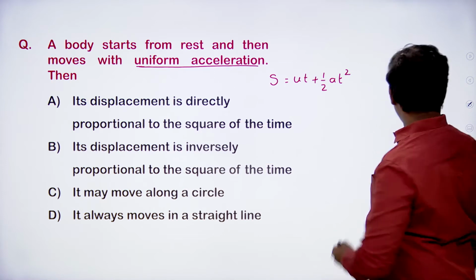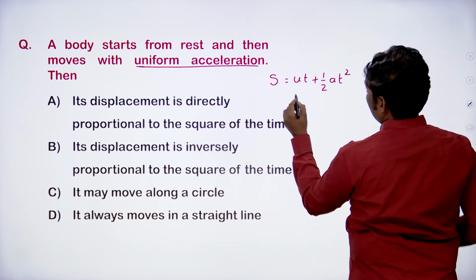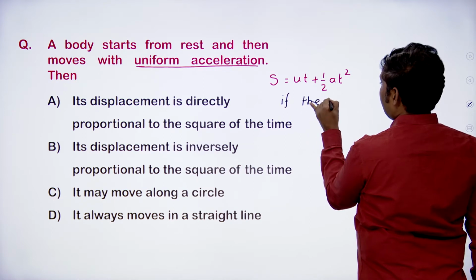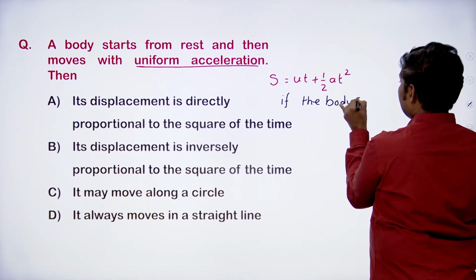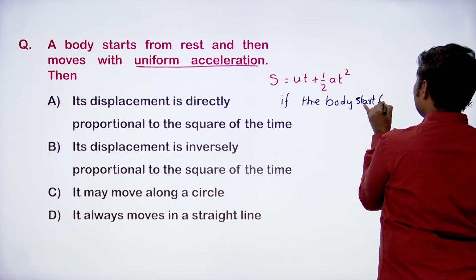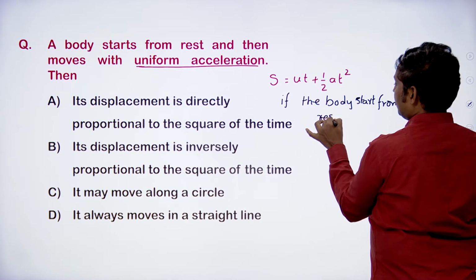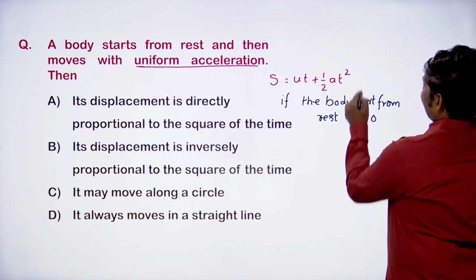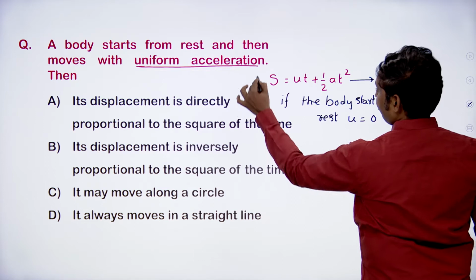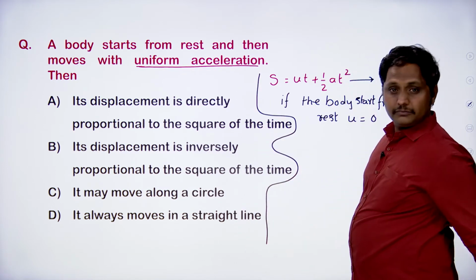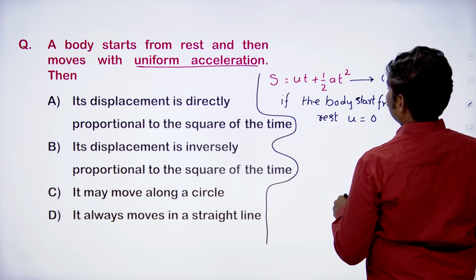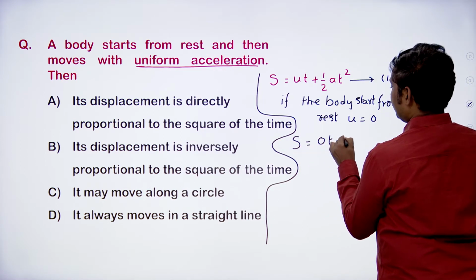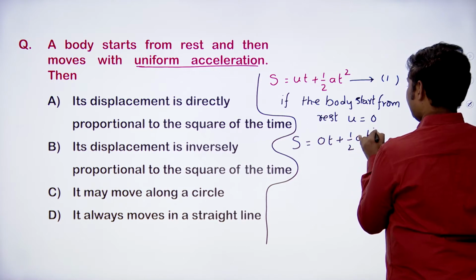If your body starts from rest, then its initial velocity is going to be 0. Just take this as equation number 1. And you can get the substitution, that is S is equal to 0 into t plus 1 by 2 a t square.